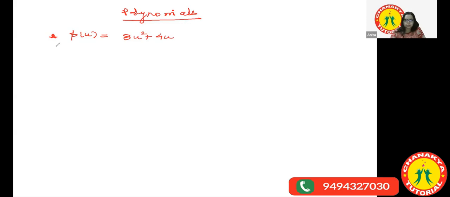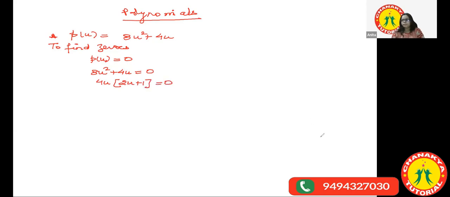Now to find the zeros, your first step will be to put p(u) equal to 0. That means 8u square plus 4u is equal to 0. Now, children, how can you solve? Here we have only two terms, 8u square and 4u. So, you can take 4u common. Dividing by 4u, you will get 2u plus 1. Clear? This is the factor. Yes, ma'am.